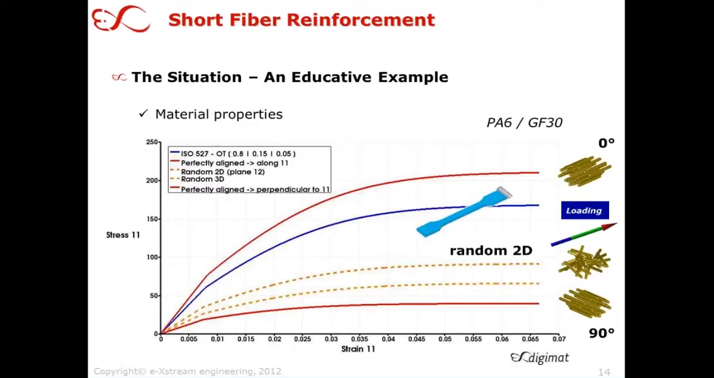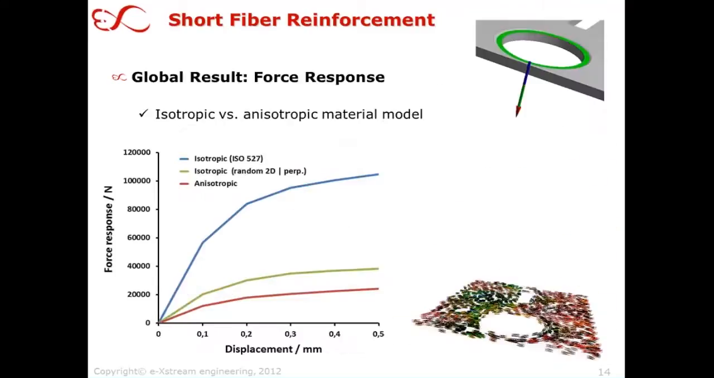And so what we did now here is that we looked at the global force response of the fitting around the screw. And here you see three different curves. The blue one is for some isotropic material, which refers to the directly measured ISO 527 dumbbell. Then you see it's a very stiff response, much stiffer than what you would expect.